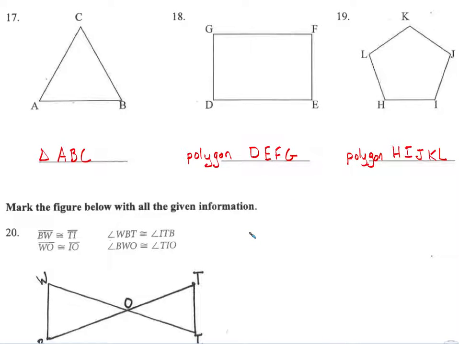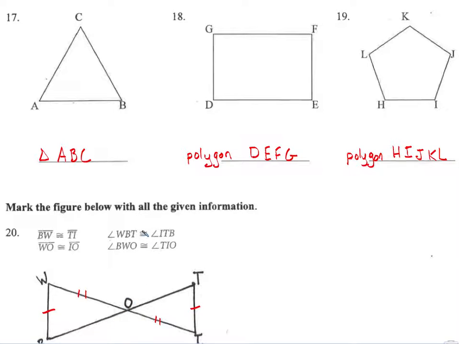And for number 20, so this one was missed by about half of us. So if you missed it, you're not alone. So everyone got these two correct. BW, line segment BW is congruent to line segment TI. So BW is right here and TI is right here. So you do a tick mark through the line. And WO is right here. And IO is, I think that's an I down there, is there.